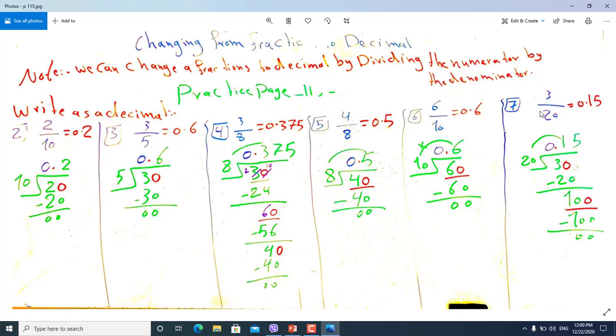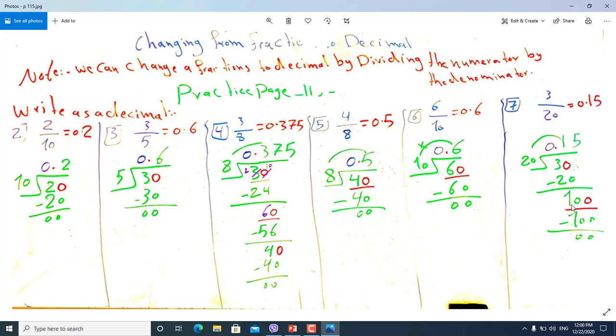From there we have 3 over 20. We'll divide 3 by 20. First we'll say it's 0. After that we'll put a point in the quotient and 0 in the dividend to make 30. 30 divided by 20 is 1 because from 3, how many 2s do we have? 1. So 1 times 20 is 20. We'll subtract, we get 10.